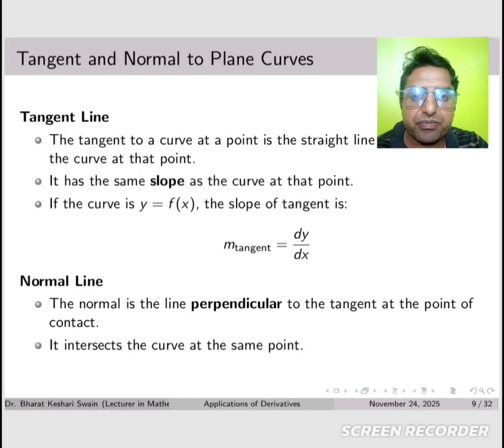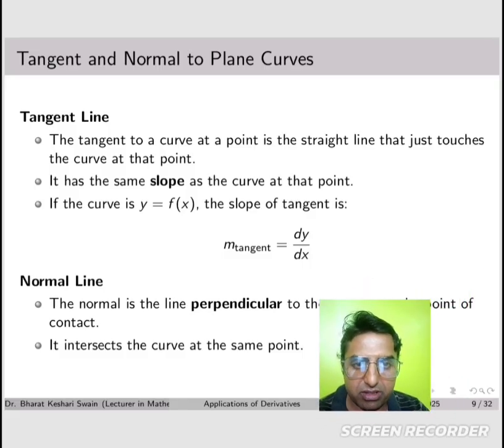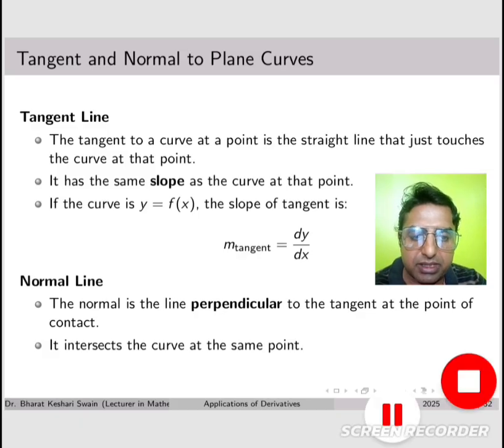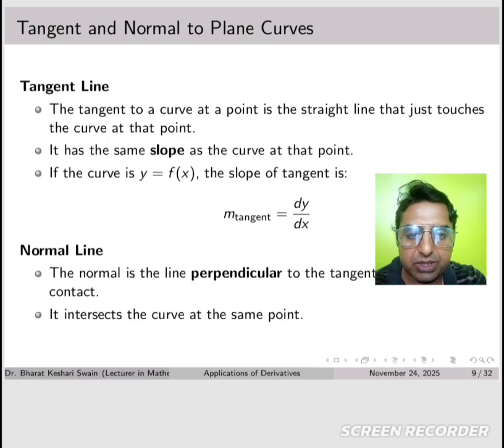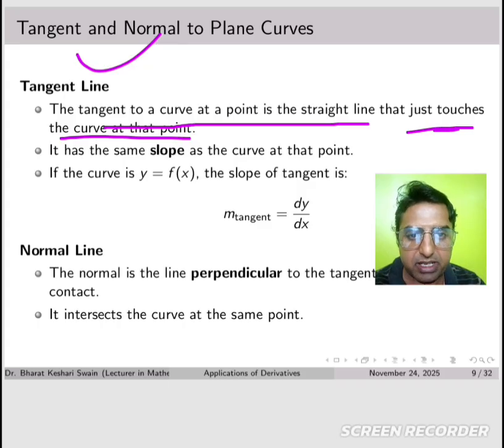Now come to another concept, that is tangent and normal to plane curves. So using the derivative, how to find the tangent and normal to a plane curve. So the tangent line, see the tangent line. What is the tangent line? The tangent to a curve at a point is the straight line that just touches the curve at that point. It is also defined at school level.